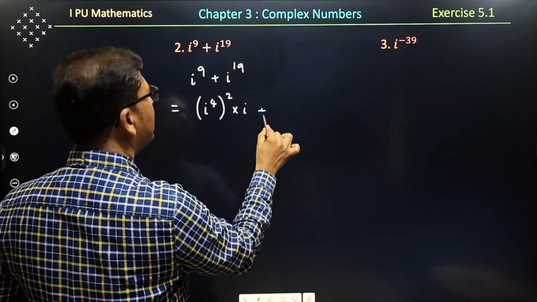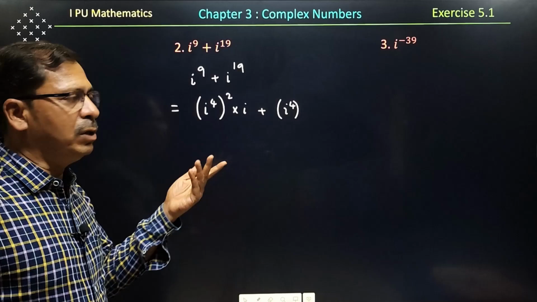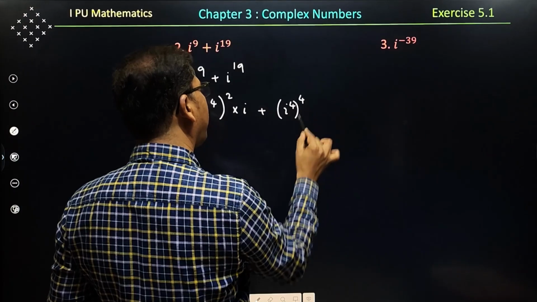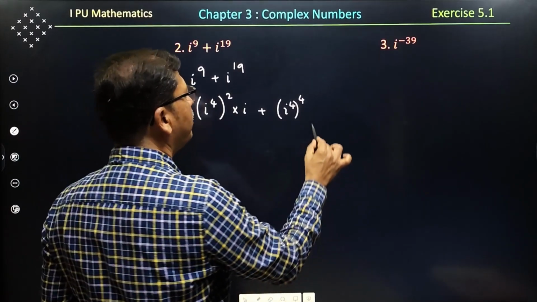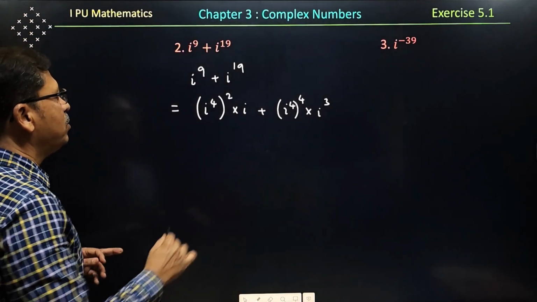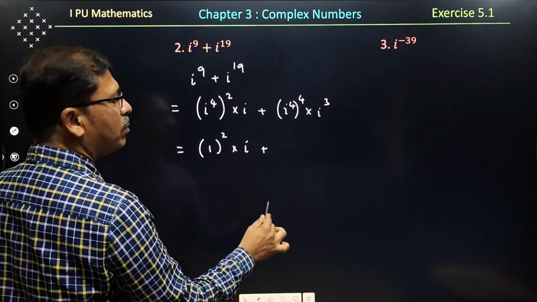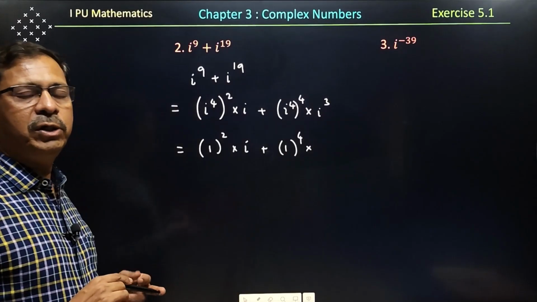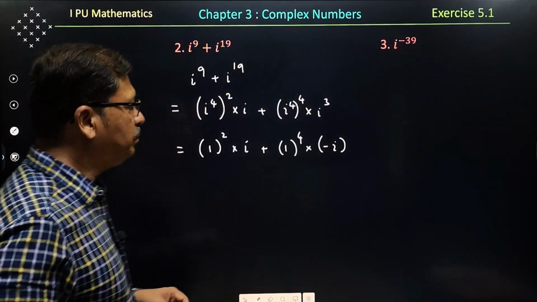Okay, so this can be written as i to the power, you take 4, i to the power 4 to the power, if you take 5, it will be exceeded, you take 4 only, 4 fours are 16. To 16, what should be added to make 19? 3, so i to the power 3 here, so it will tally here. So i to the power 4 value is 1 square into i. And further i to the power 4 value is 1 to the power 4 into i cube. I cube value you know already, you need to remember. That is minus i. Minus i is the value of i cube.